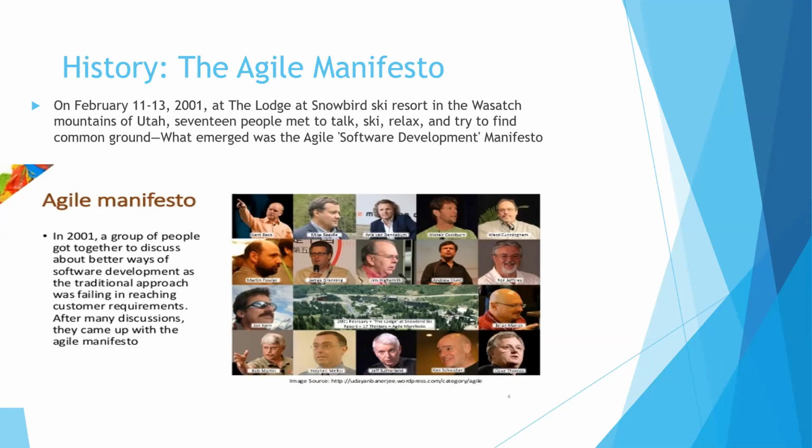There have been a lot of mega project failures that cost a lot of money. So they gathered in a group, and they came up with what we now call software development using Agile. These are the original 17 people that introduced this change, and that is in 2001.